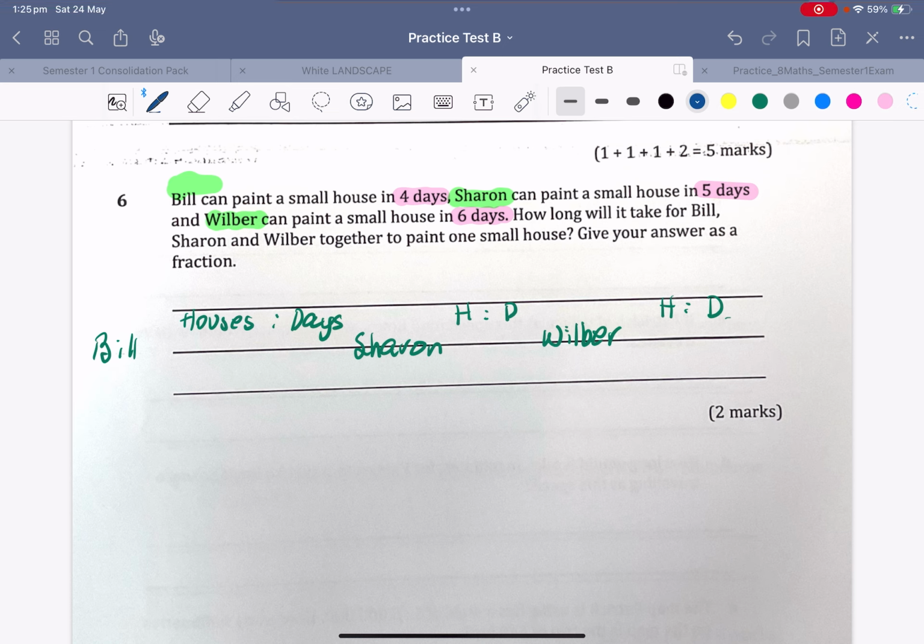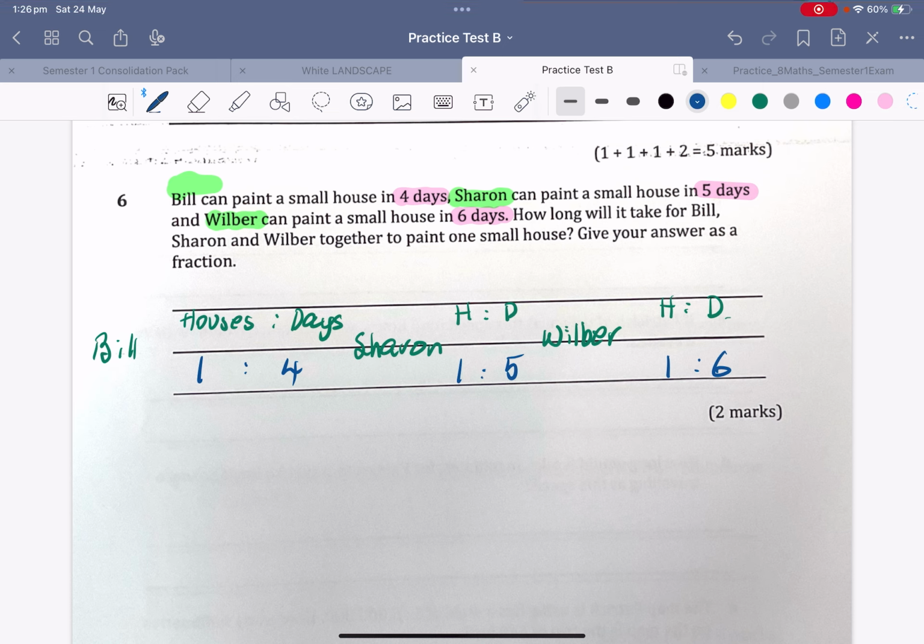Okay, so Bill, let's look at the question. Bill can paint one house in 4 days. So one house, 4 days. Sharon can paint a small house in 5 days. So Sharon can paint one house to 5 days. Wilbur can paint one house in 6 days. So 1 to 6. Remember putting the actual time, which in this case is days, on the right side of my ratio. Okay, let's make the fraction.